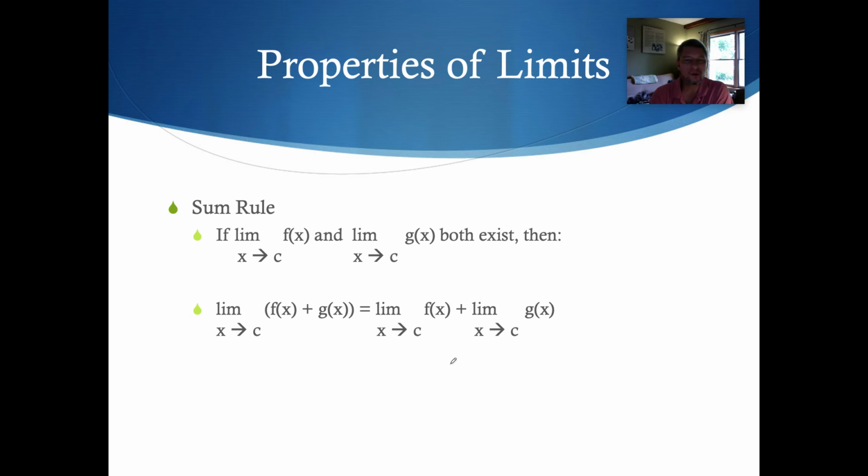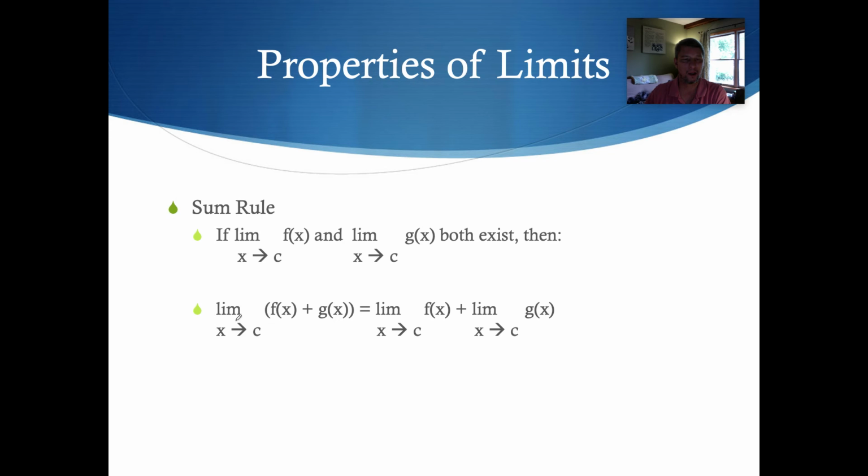Now, interestingly enough, if you try to take multiple functions and combine them, all right, then there are a variety of different things that you can do. The first aspect of this is addition. So the sum rule says that if the limit as x approaches c of f of x and the limit as x approaches c of g of x both exist, all right, so we know the limits exist, then the limit as x approaches c of the sum of f of x and g of x is equal to the limit as x approaches c of f of x plus the limit as x approaches c of g of x.